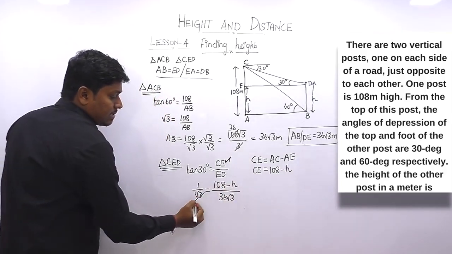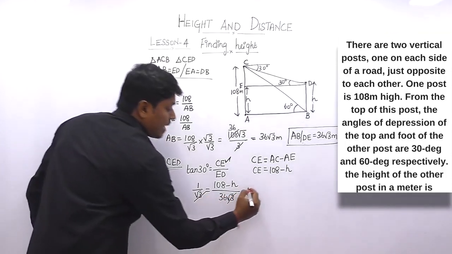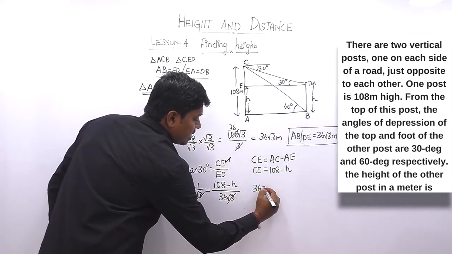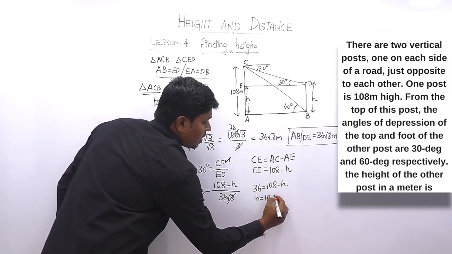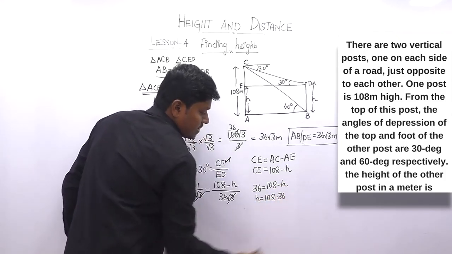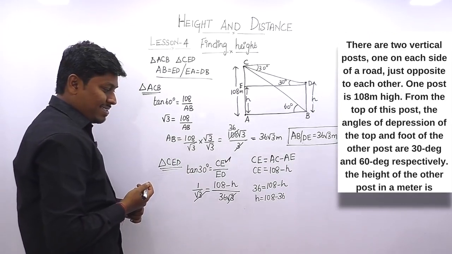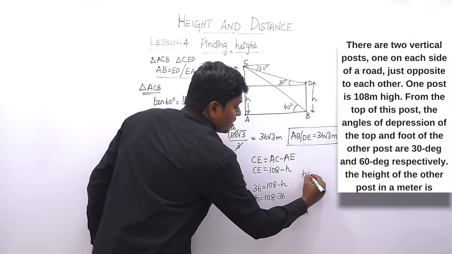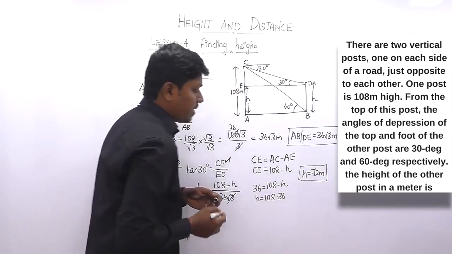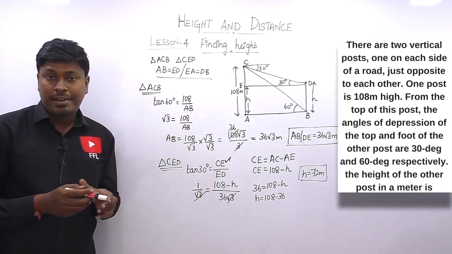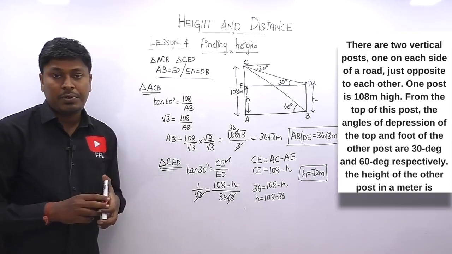And here we can cancel root 3. So finally this can be written as 36 is equal to 108 minus H. So H is equal to 108 minus 36. So finally we can say that H is equal to 72. So H is equal to 72 meter. So friends, finally we got the height of the other post, which is 72 meter.